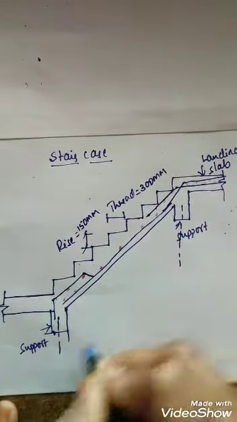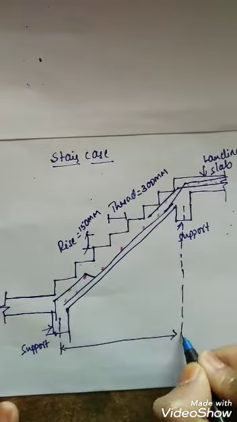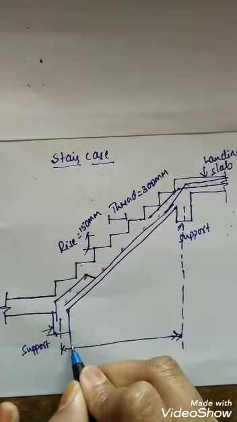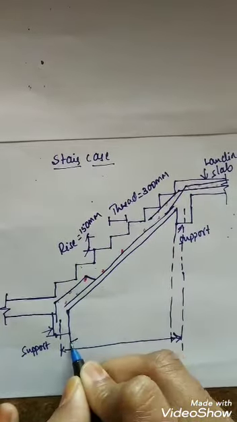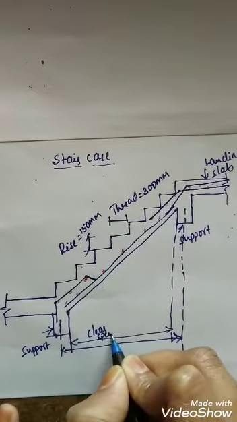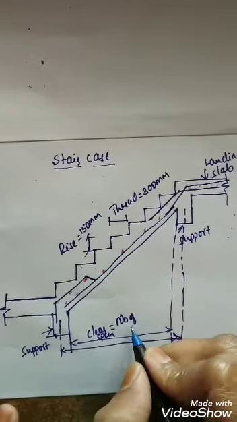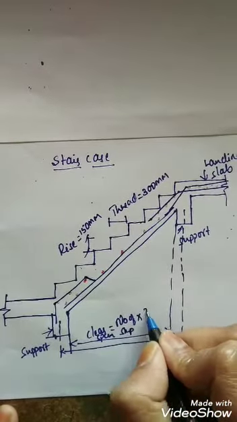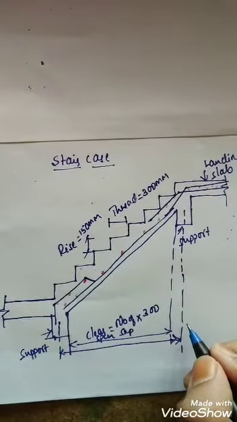Effective span means the center to center distance between the supports. So this center to center distance we are calling the effective span. It is nothing but this distance. And this distance we are calling the clear span. How to calculate the clear span? That is nothing but the number of steps, we have 10 steps, 12 steps, like that, multiplied by the tread, which we usually provide as 300 mm. If you calculate that, you will get the clear span.